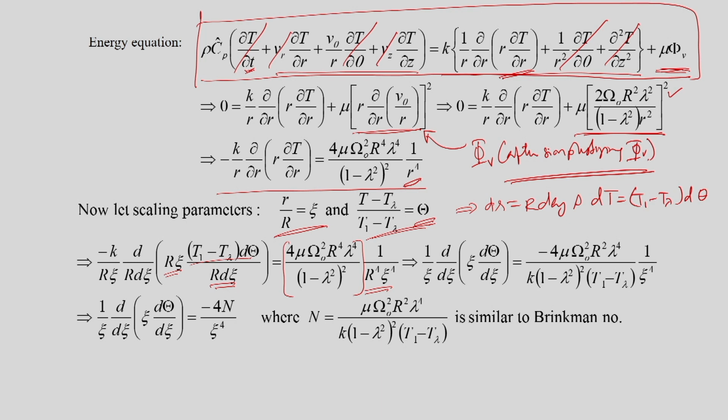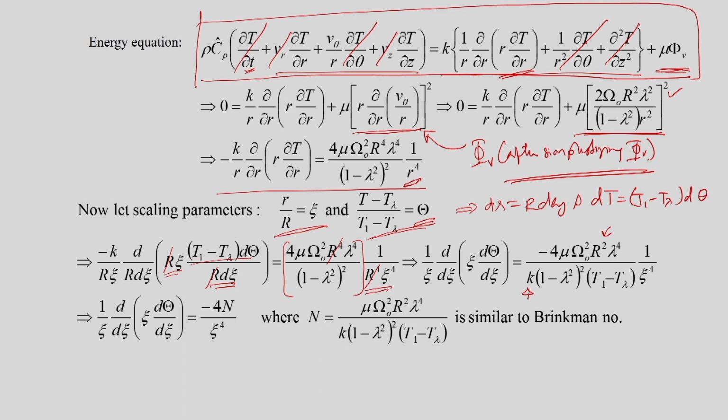Now here this r cancels out, and the similar terms, r⁴ and r⁴, you can cancel out. Then this minus k divided by R² you take to the other side. So you have R² divided by k on the right hand side.